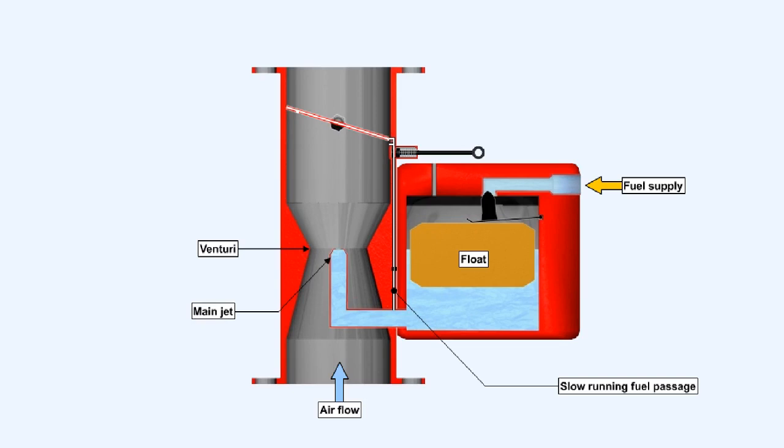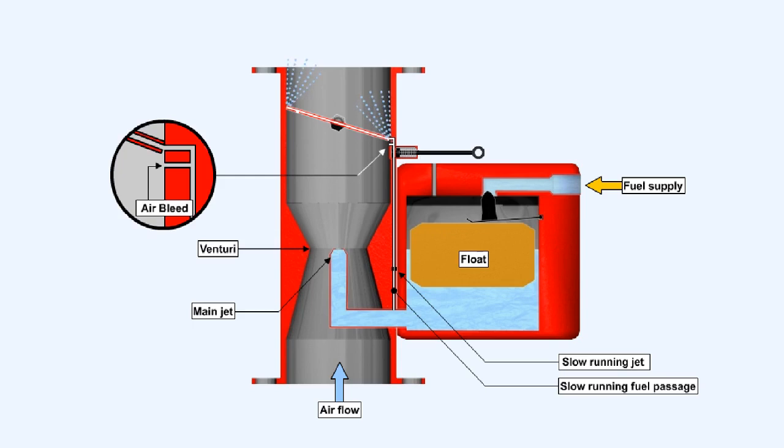A slow-running fuel passage with its own jet leads from the float chamber to an outlet at the lip of the throttle valve, as is shown here. The strong depression at this point gives the necessary pressure difference to create a fuel flow. The size of the slow-running jet is such that it will provide the rich mixture which is required for slow-running conditions. An air bleed opening into the area below the throttle valve assists atomization.